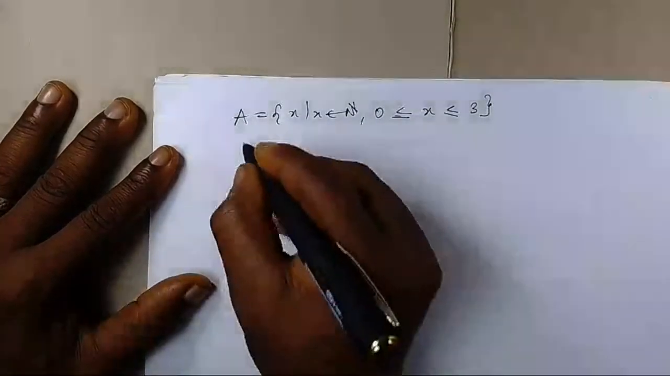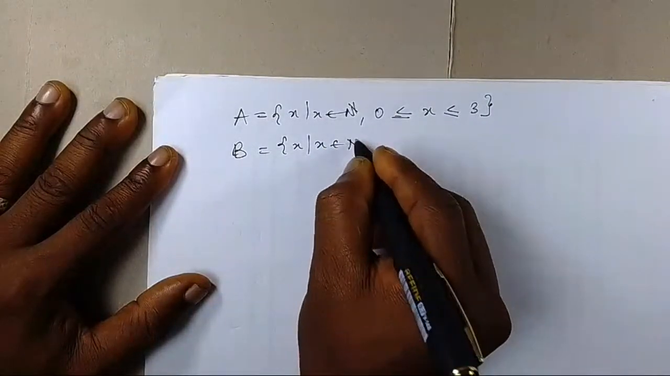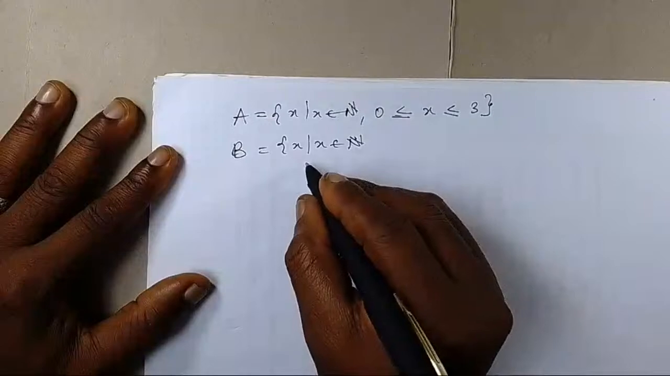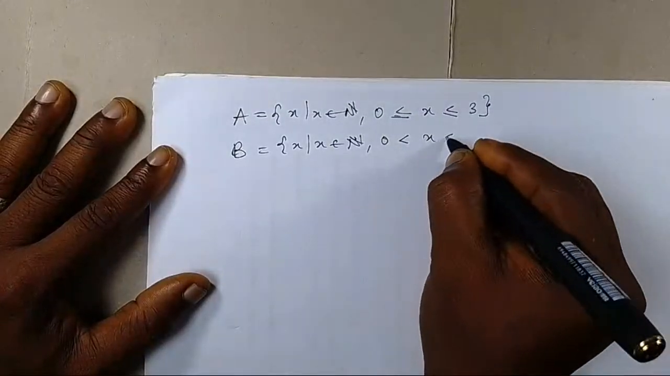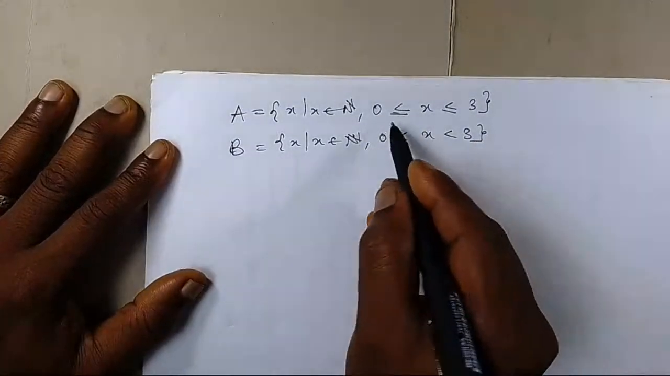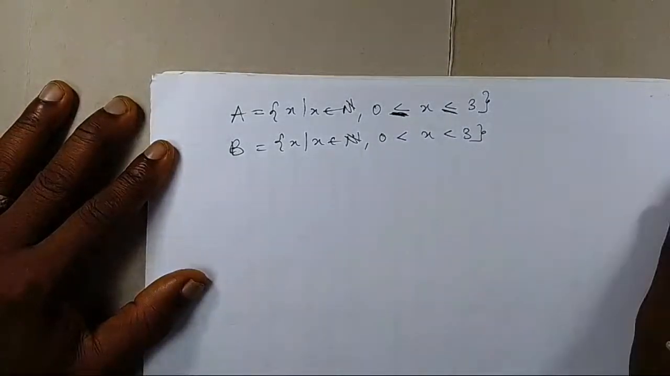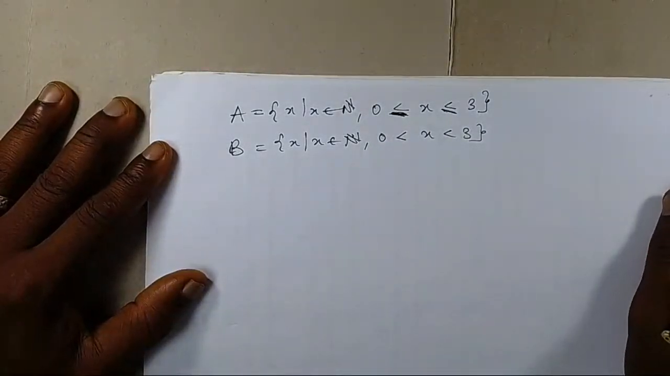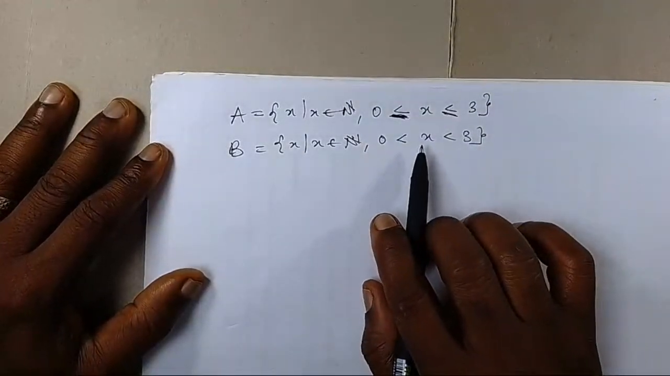Let's modify the problem a little bit. Now, I'm giving you another set B such that B is the set of all elements x such that x is a natural number and lies between 0 and 3. You will notice that there is a difference here. In my first set, I'm using the less than or equal to sign. In this one, I'm using the strict less than sign.